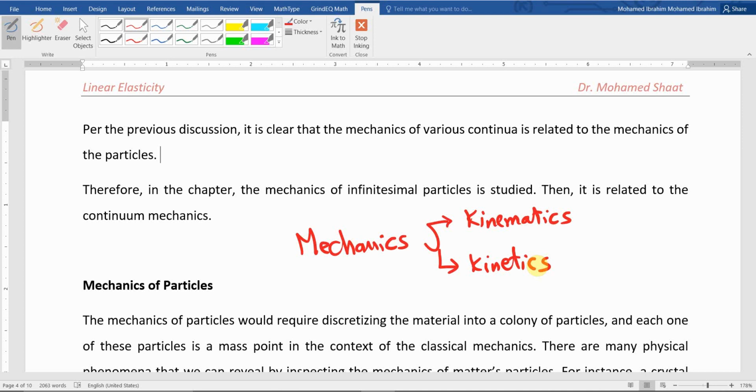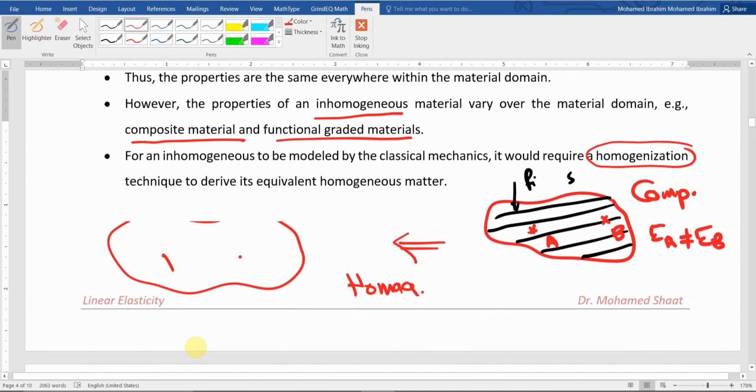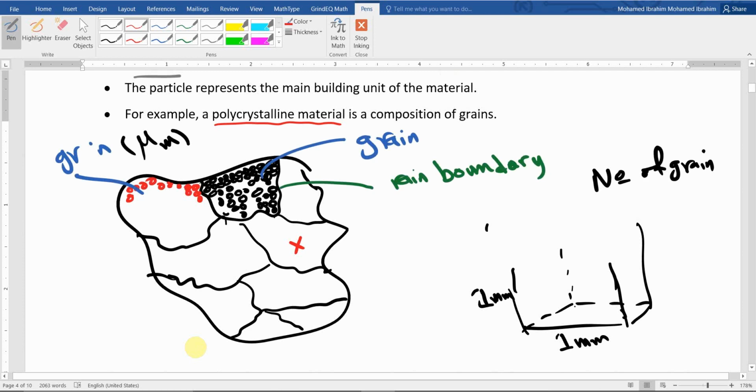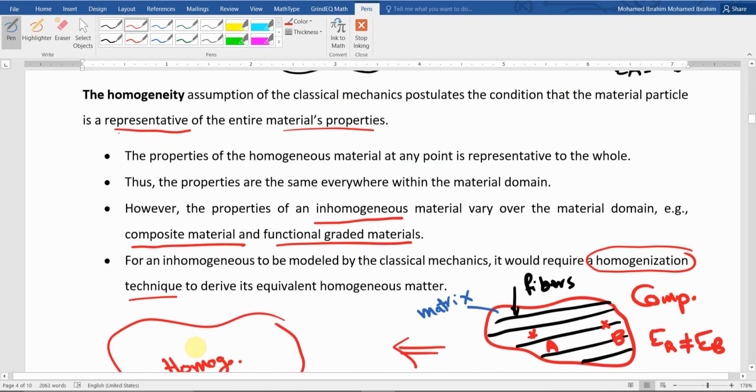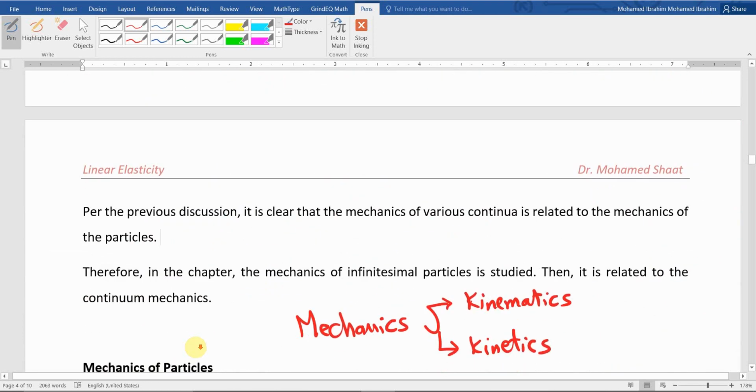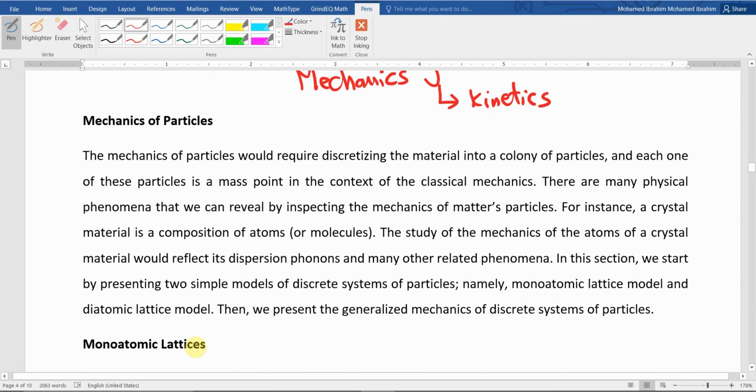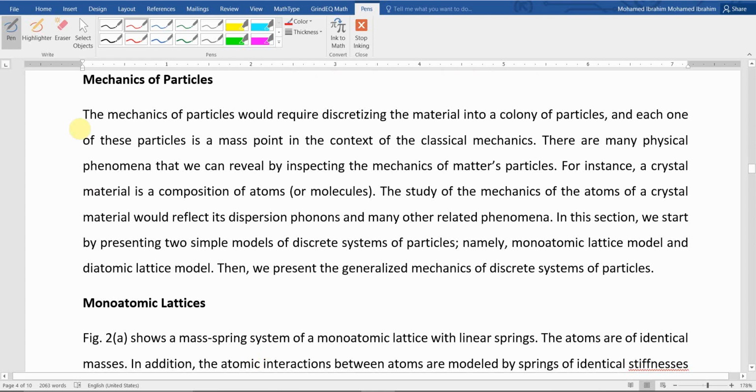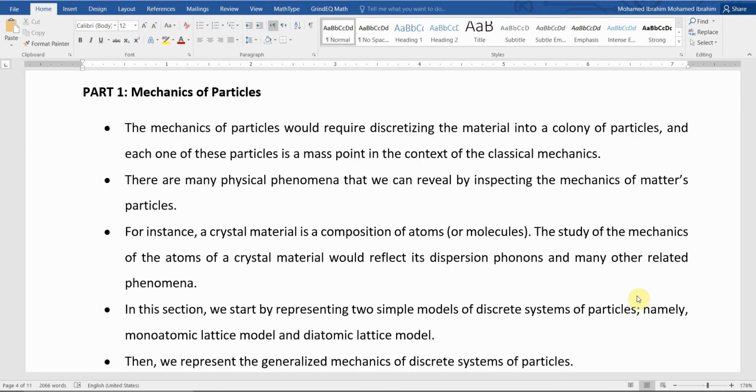Make sense? So through this chapter, after all of this introduction to the classical mechanics and its assumptions, now we're going to move to the study of the mechanics of particles. Then we're going to see how we can derive the continuum mechanics from the mechanics of particles. And this is going to be the objective of the first part of this course. Make sense so far? So as for the first part, we said that we're going to start with the mechanics of particles, then we're going to move to the continuum mechanics.